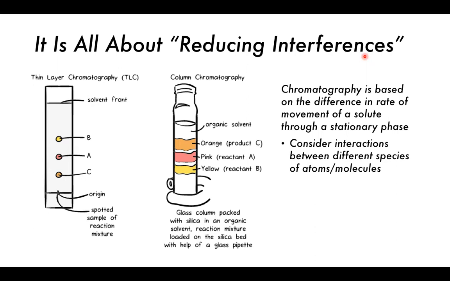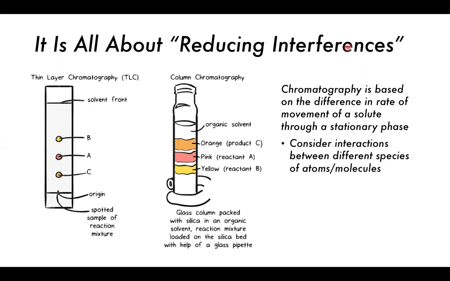But unfortunately, due to overlapping peaks or interferences caused by the presence of other species, like as we've seen in previous cases with UV-vis spectroscopy, where the peak height and area can be influenced by other species, we want to remove those basically. And so chromatography is one of the ways of doing that.